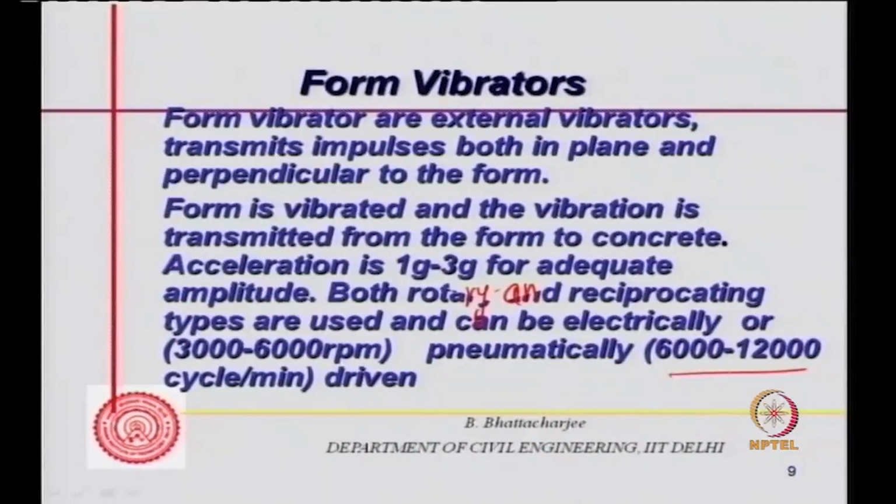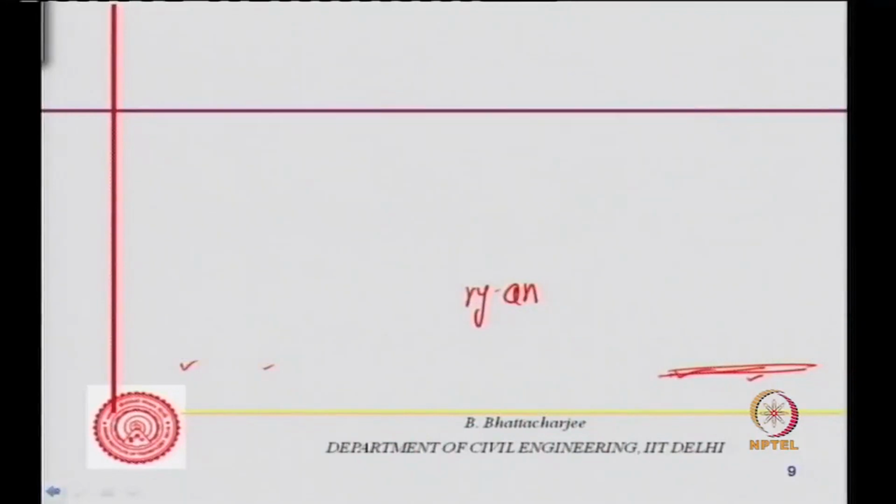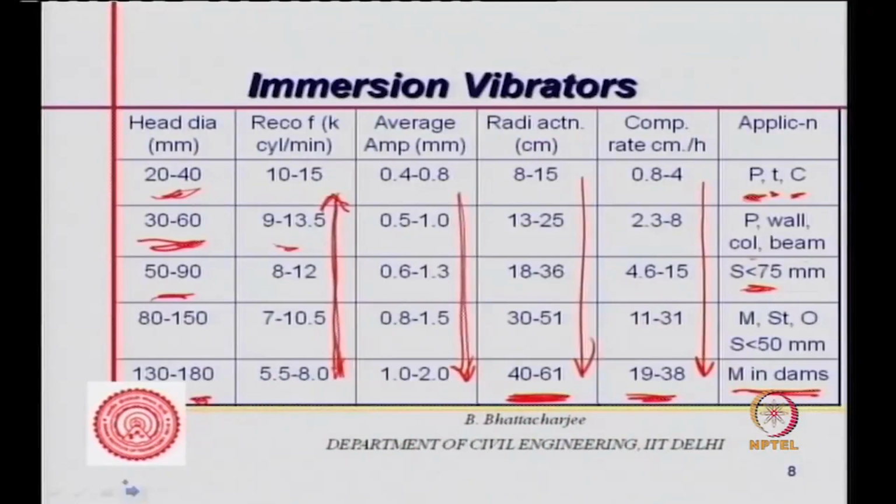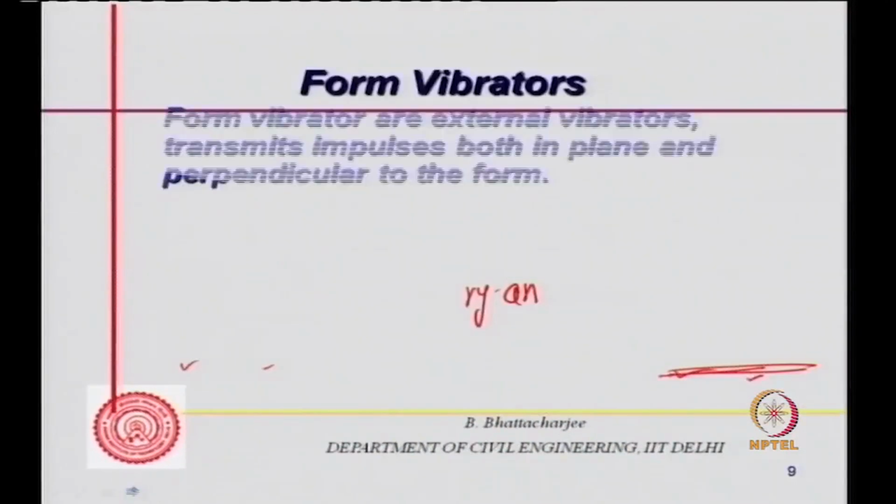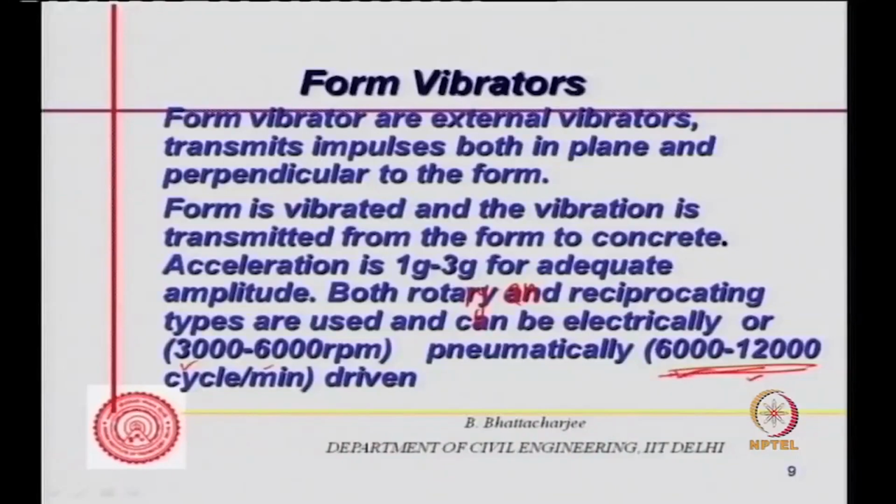And you can see the RPM. The frequency in kilocycles per minute is 6 to 12 kilocycles, there is 3 to 6 kilocycles per minute. If you look at the earlier cases, this is relatively on the higher side. For the larger needles, we use lower frequencies. If you go back to the previous one, you can see that the 10 to 15, the first smaller one, the thinner ones were using high frequencies. So this is somewhere in between. So that's what it is.